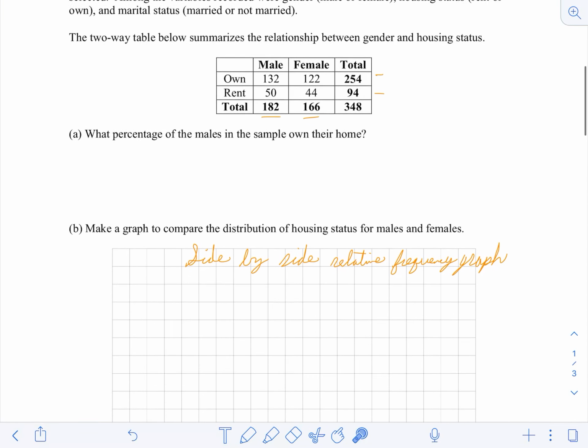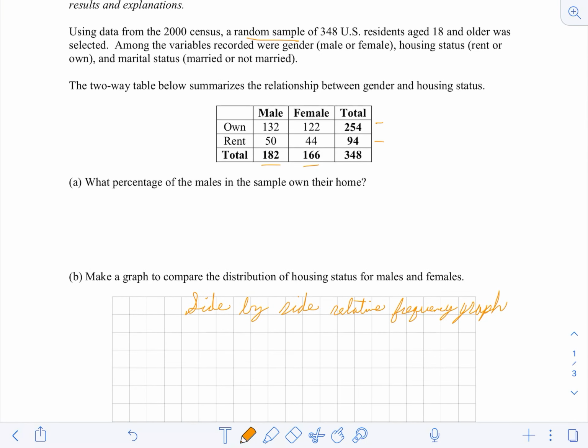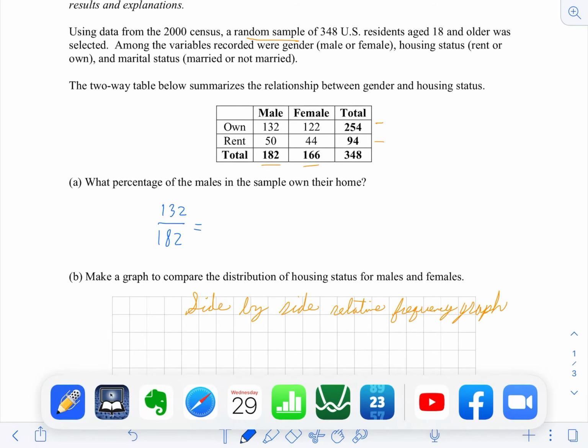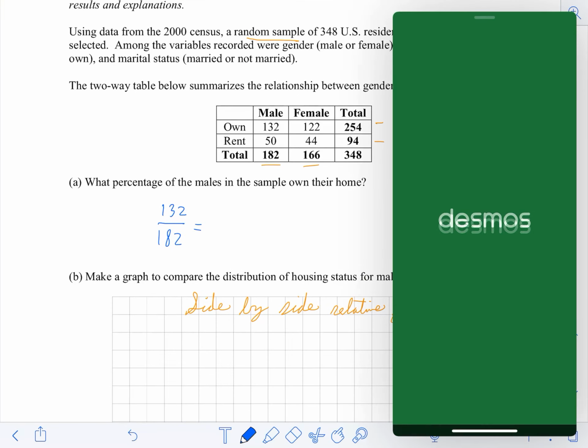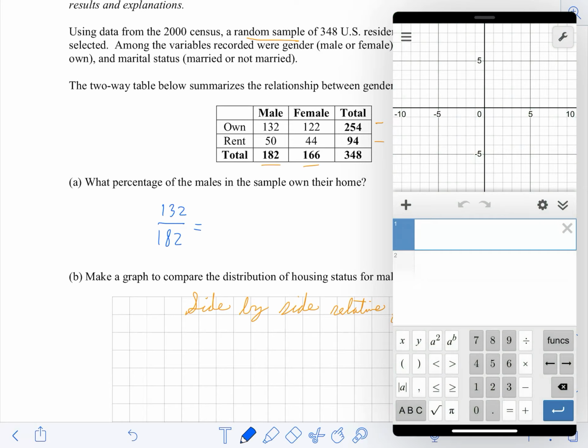All right, so let's start up here with part A. What percentage of males in the sample own their own home? If we look at males in the sample, there are a total of 182 males altogether. How many of them own their own home? 132. So 132 divided by 182. If I pull up Desmos and do a quick division right there, we should be able to find out what it is. 132 divided by 182.